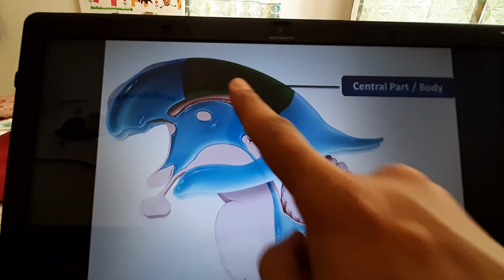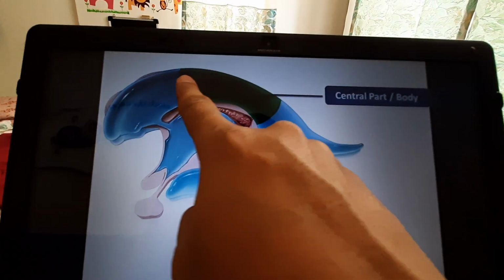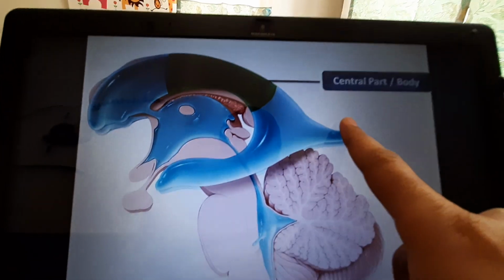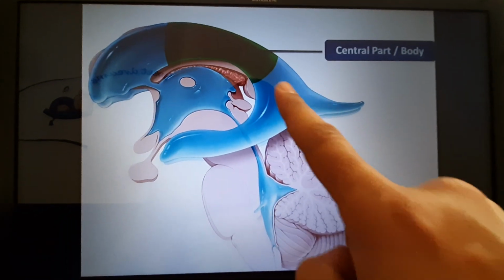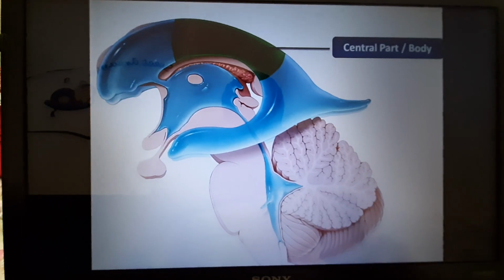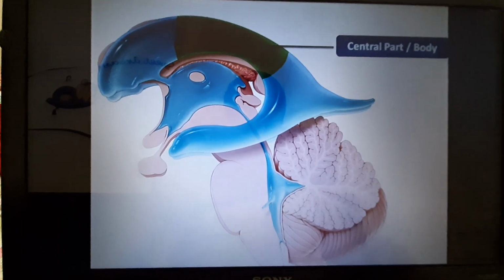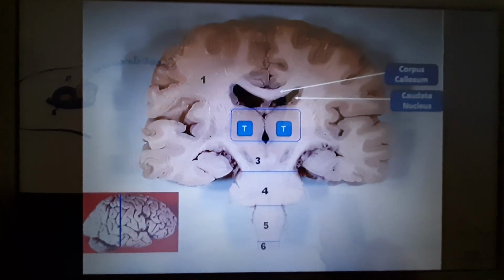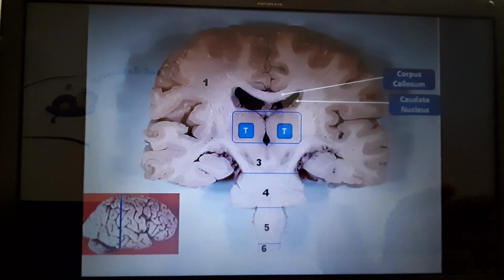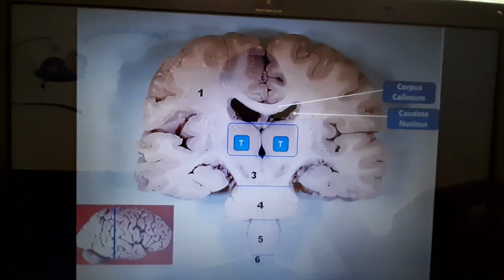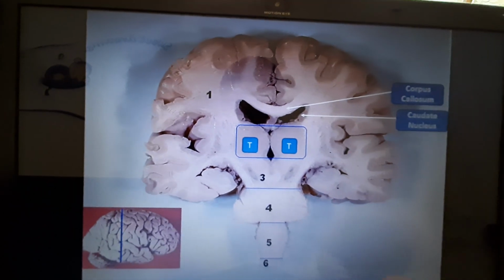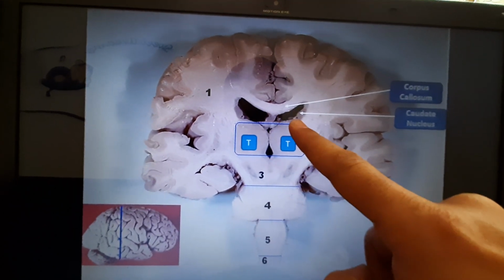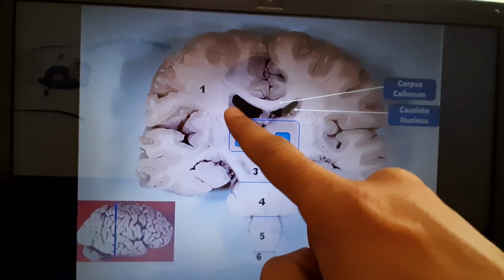So we can see this dark shaded area. It is the central part, or also called the body of the lateral ventricle. Here we are looking at the coronal section of the brain, where you can see these two lateral ventricles, 1 and 2.